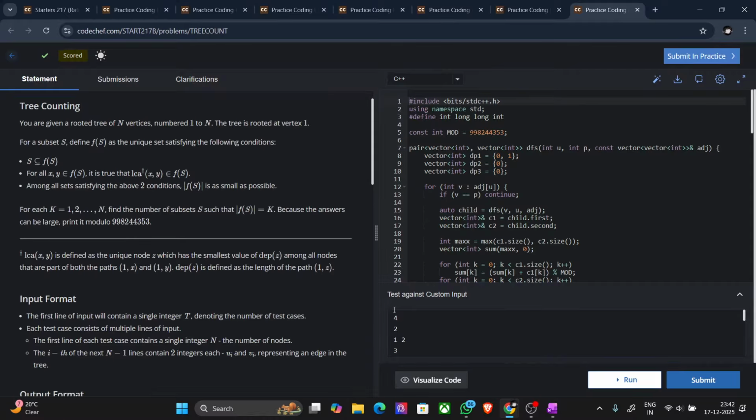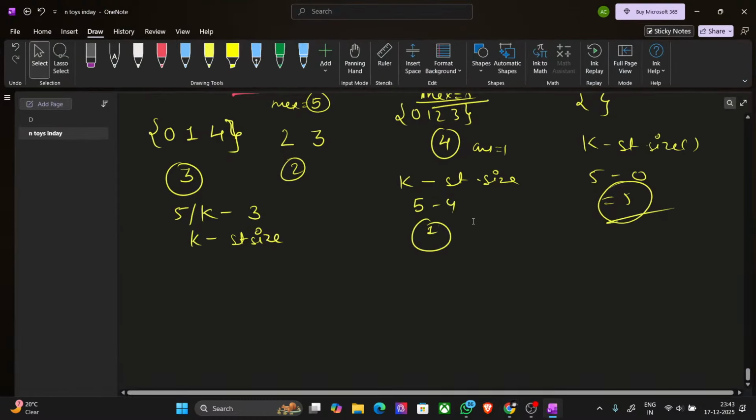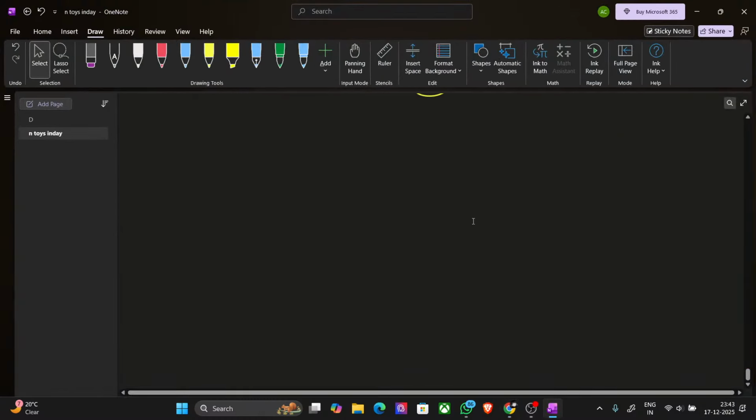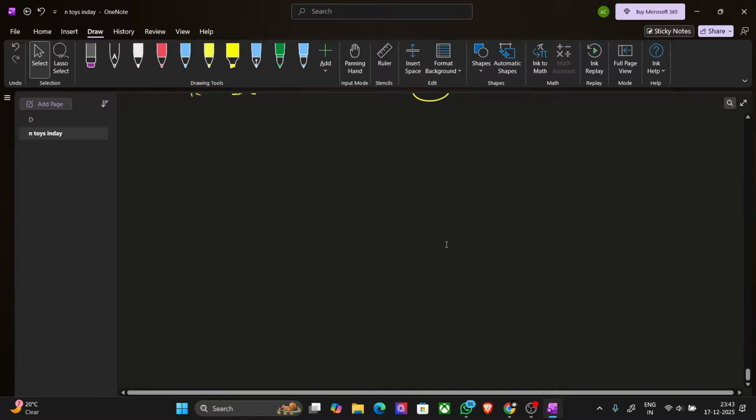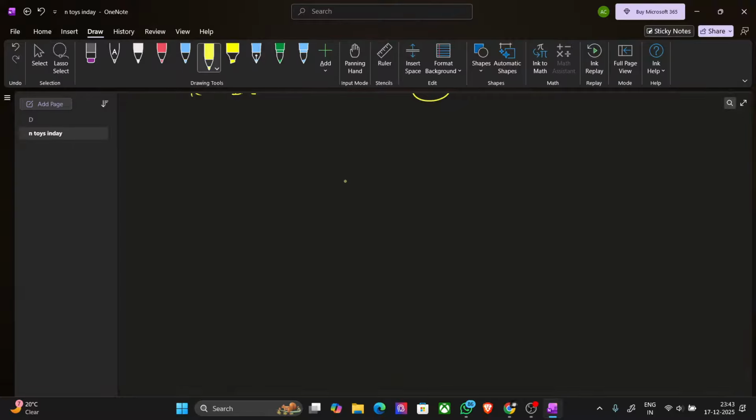Have you come up with any solution for this problem? Were you able to? Hmm. So this is a quite interesting problem. The technique I have used is DP on trees with the inclusion exclusion principle.